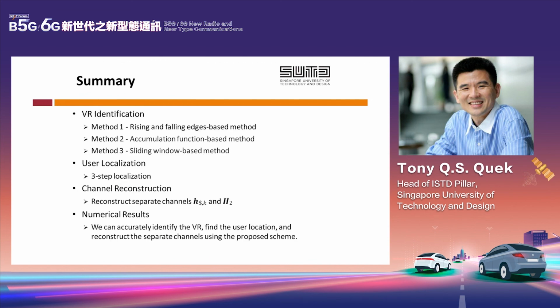So the whole idea here, there's two parts. First of all, I have a channel reconstruction, and I have a user localization. The RIS identification method is actually related to my channel reconstruction. And if you're interested, please refer to the paper. I think it is available in IEEE Xplore. We can actually accurately locate this region, find the user location, and reconstruct the separate channels using the proposed scheme.